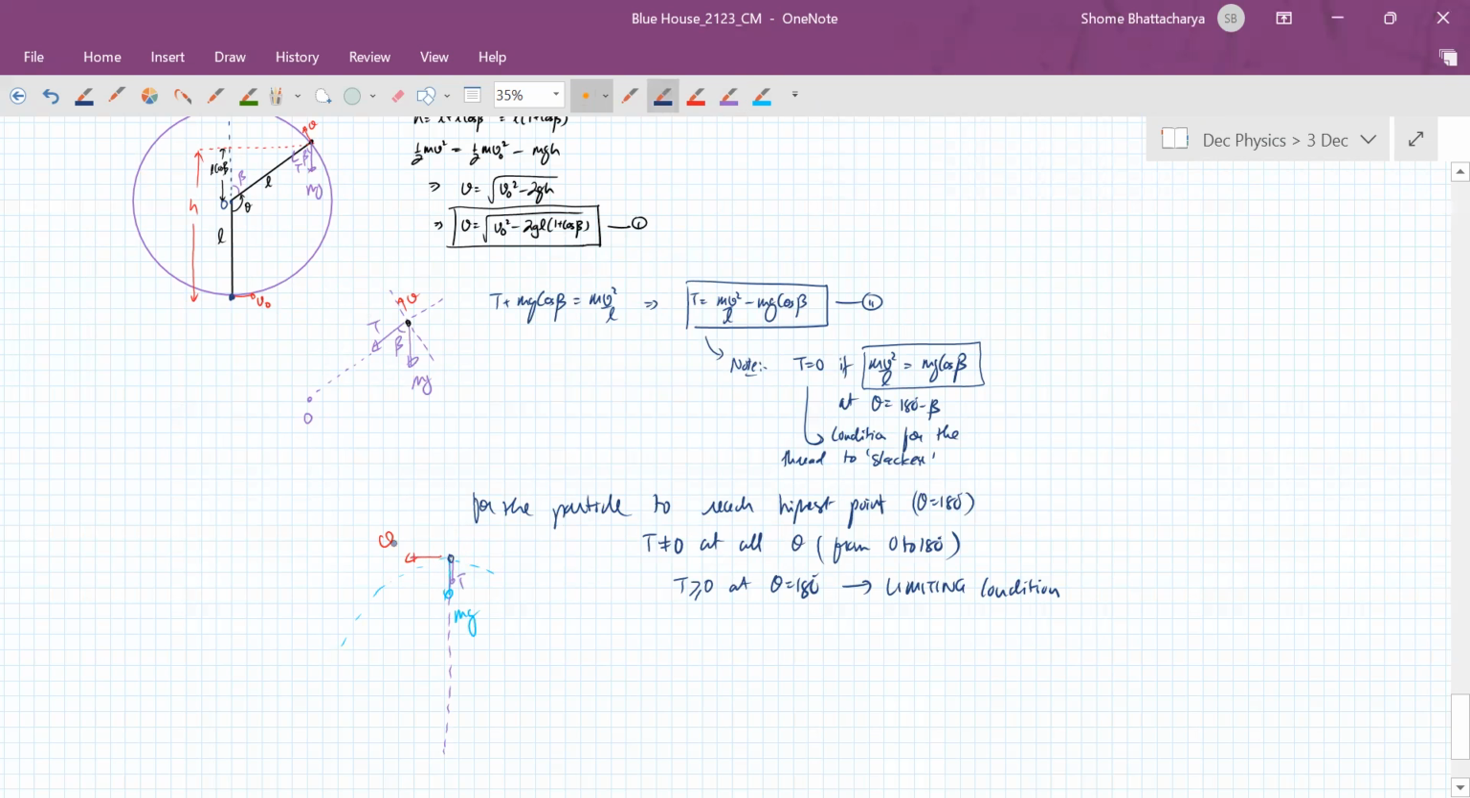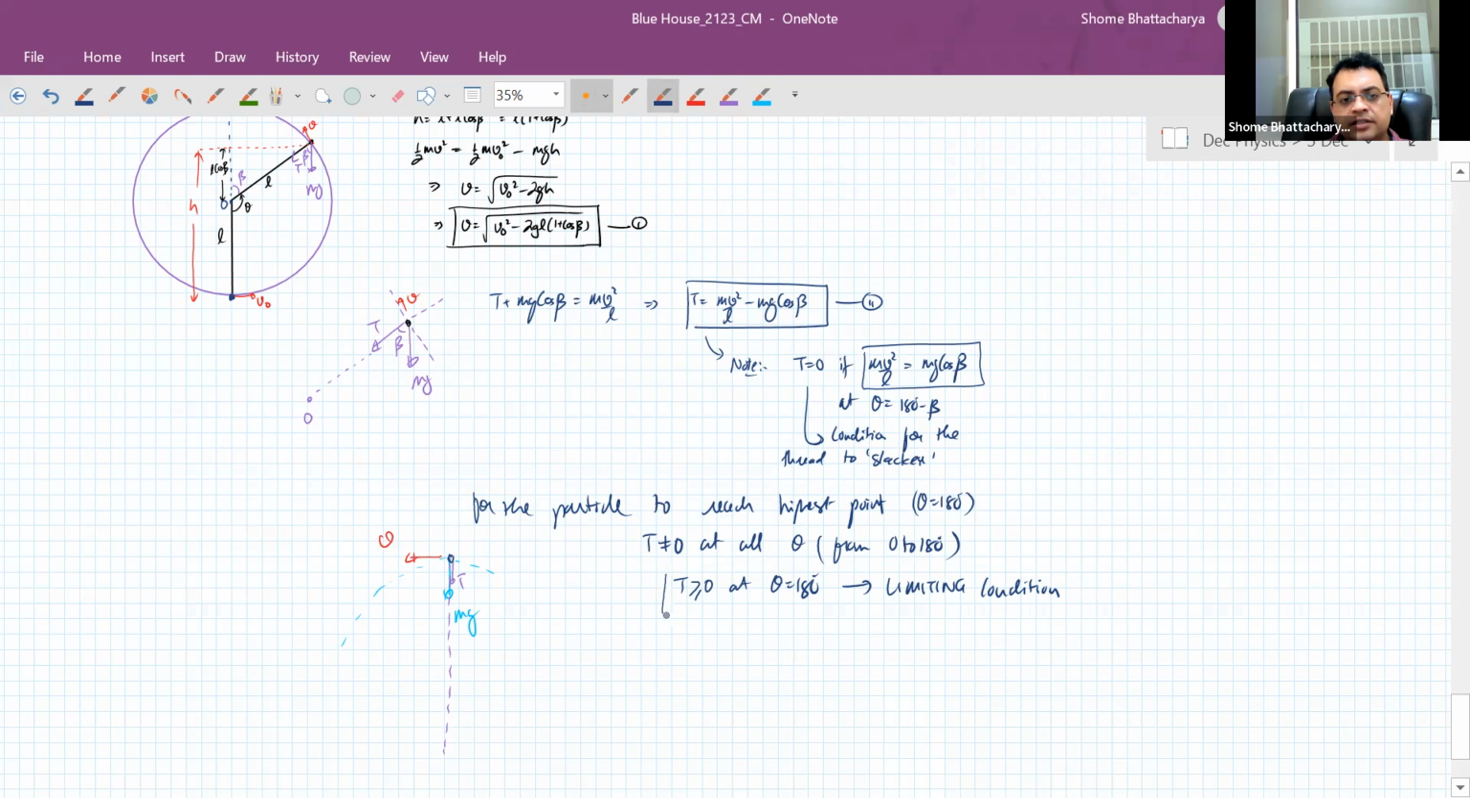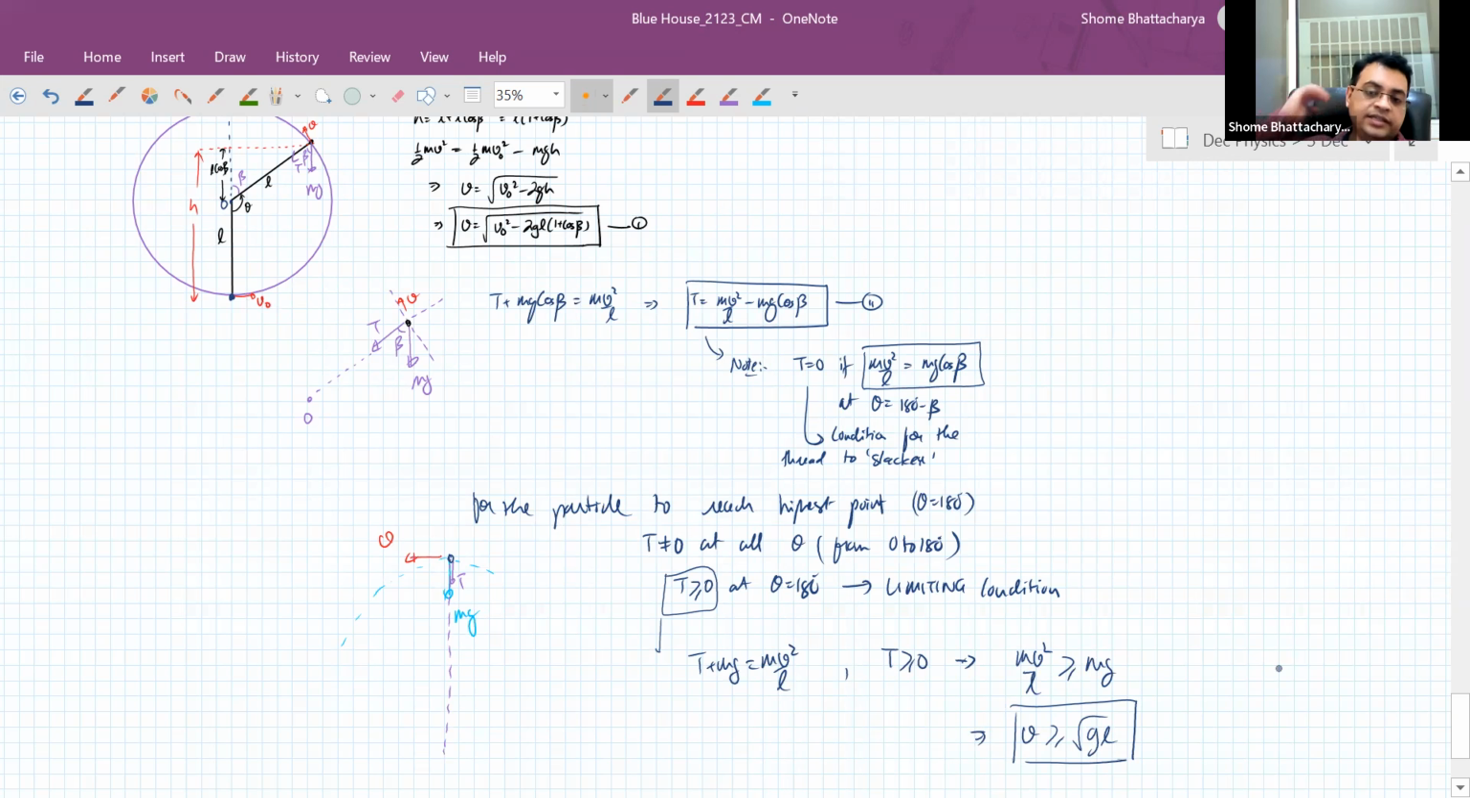So what is happening at the highest point? I want tension to be greater than or equal to zero. So T plus mg should be equal to mv square by L, and T should be greater than or equal to zero. That means mv square by L should be greater than or equal to mg, or the speed at the highest point should be greater than or equal to root gL. This is the condition, that I should give enough kinetic energy at the bottom so that it reaches the top. It can reach the top with a speed greater than or equal to root gL.